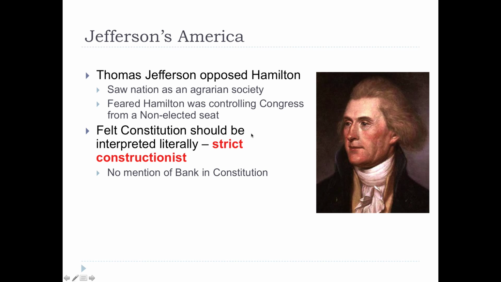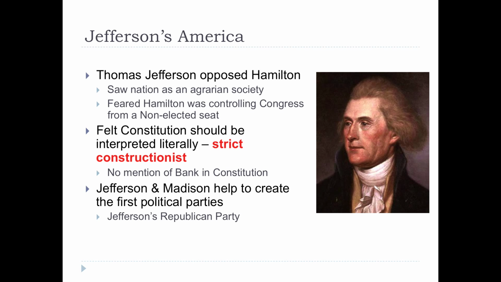He felt the Constitution should be interpreted literally, which again made him a strict constructionist. Again, nowhere in the Constitution is the word bank. So he is going to fight this. He's going to lose until he himself becomes president. And we'll talk about that obviously in a couple of weeks.